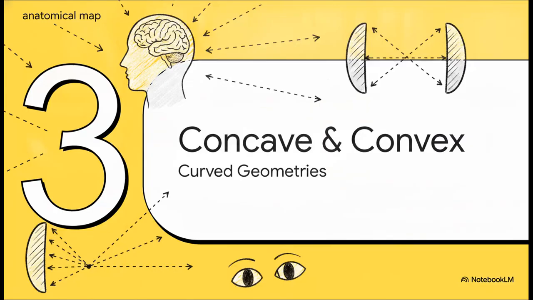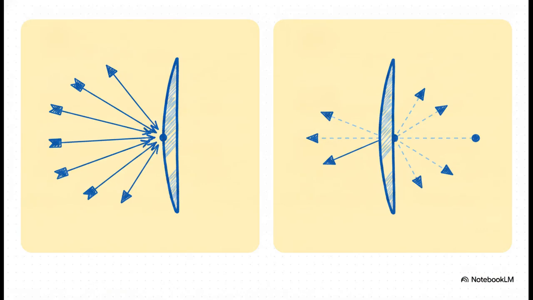Which brings us to Section 3, concave and convex mirrors. Armed with that anatomical map, let's contrast our two primary geometric shapes. First up, the concave mirror. It's exactly like a cave. It curves inward. And because of that specific curve, it acts as a converging mirror, taking parallel light rays and forcefully focusing them inward to a sharp, intense focal point.